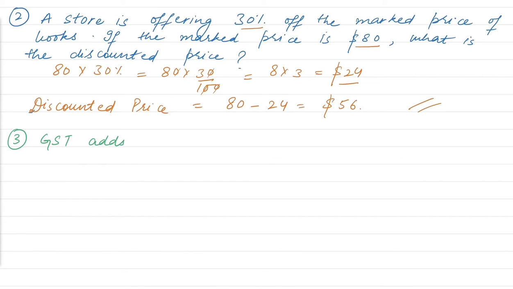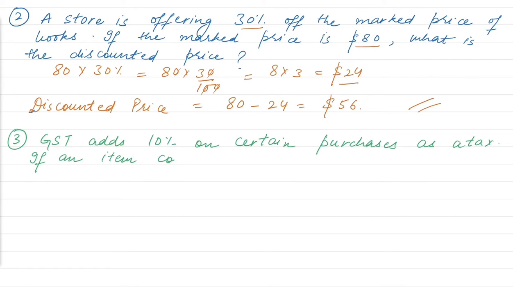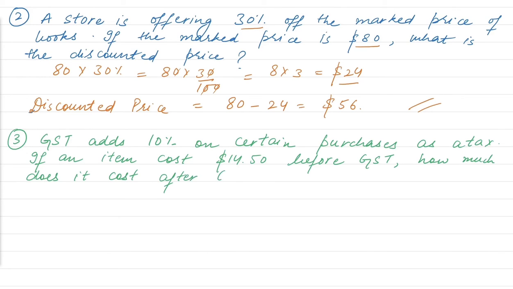Okay. Now, very important, GST nowadays. GST adds 10% on certain purchases as a tax. If an item costs $14.50 before GST, then how much does it cost after GST? So we need to find what we have to pay, including GST. Okay, now what we need to do.